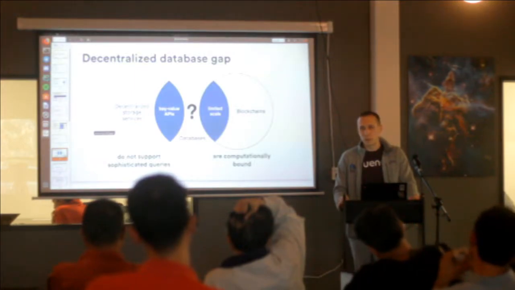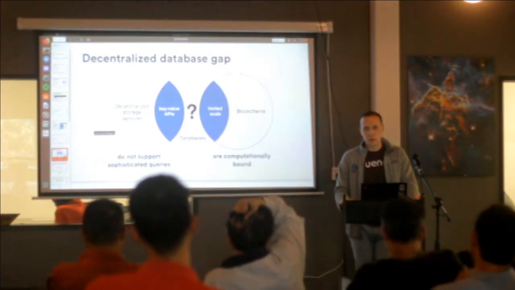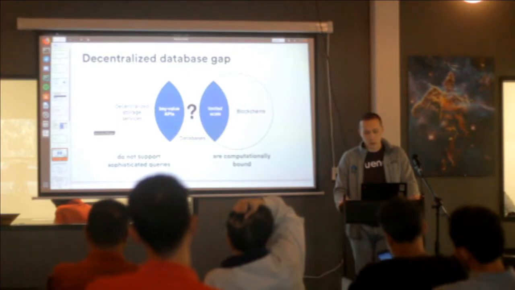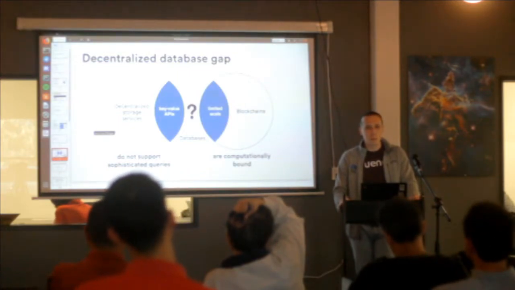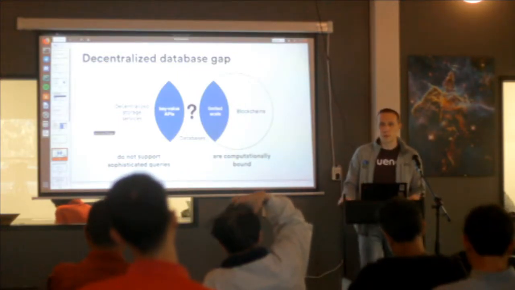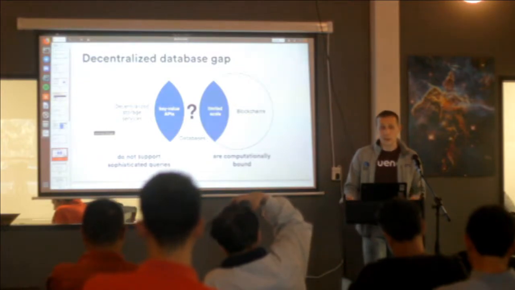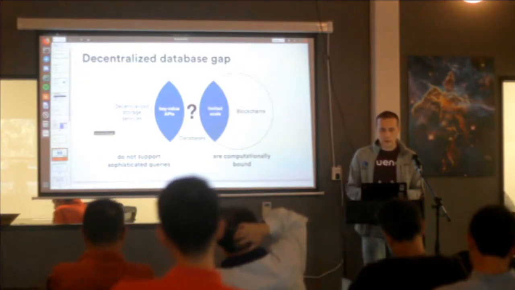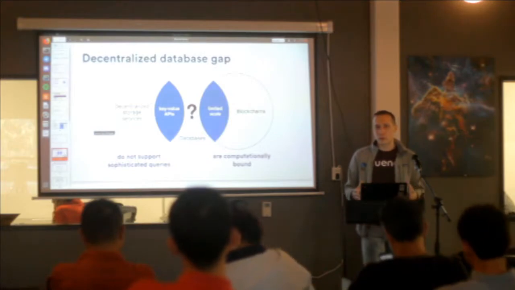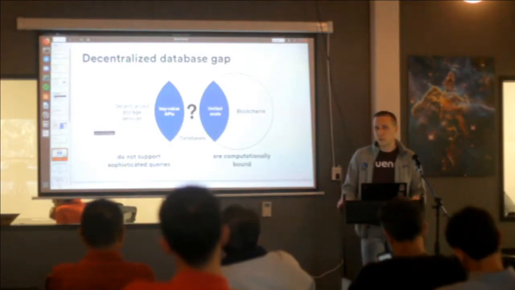They cannot do, for example, joins or run stored procedures, or maybe perform complex aggregation functions or arbitrary aggregation functions. So these decentralized storages do not allow you to perform sophisticated queries.